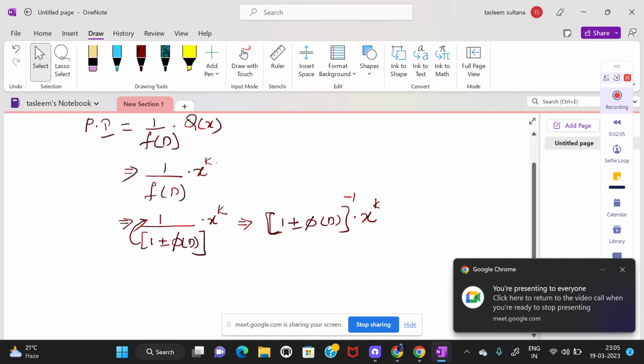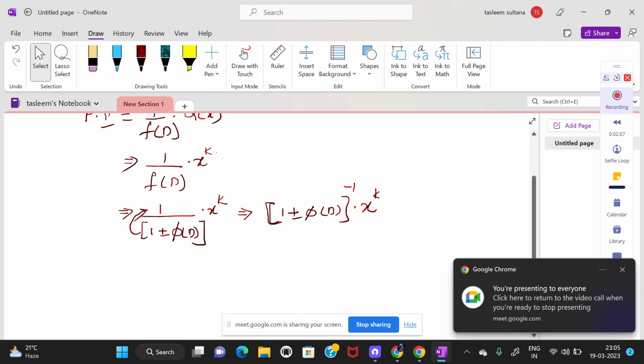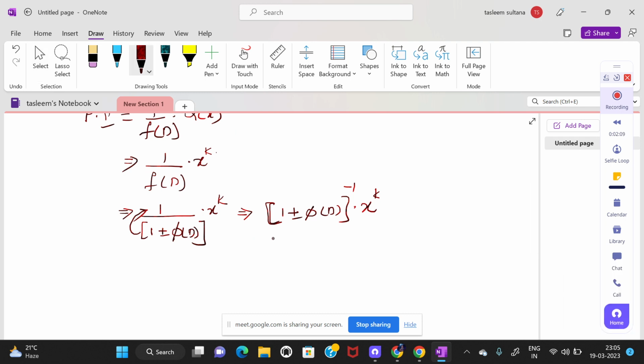Right, after that you are going to open this 1 plus or minus phi of D whole to the power of minus 1 by using the binomial expansion.